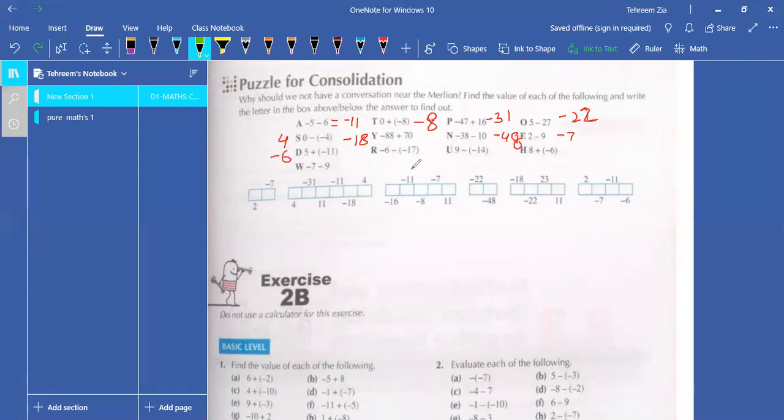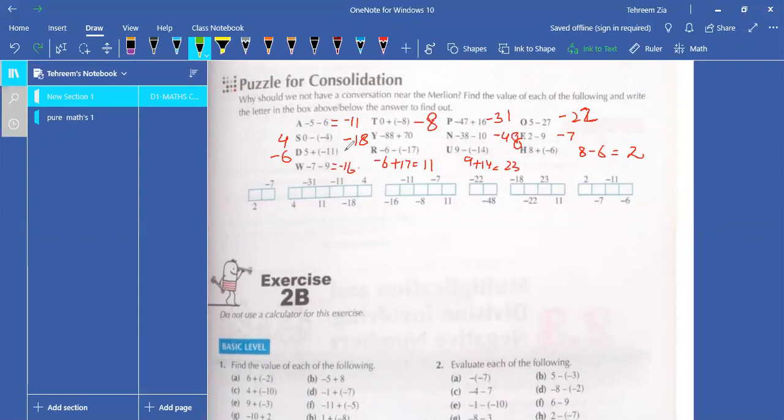It's minus 6 plus 17 maybe. 11. Okay. 9 plus 14. 23. So 23. 8 minus 6 maybe. Yes. So 2. And the last one is minus 7 minus 9. Minus 16. Okay.